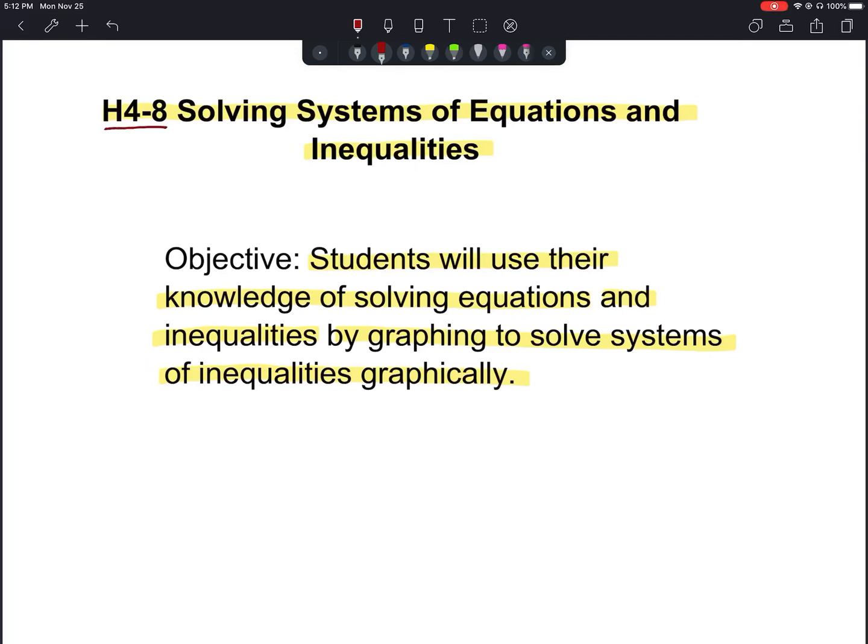Welcome to the notes for H4-8, Solving Systems of Equations and Inequalities.